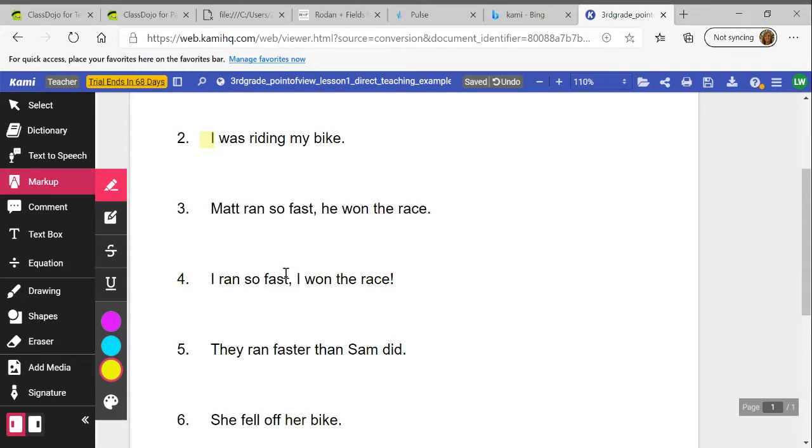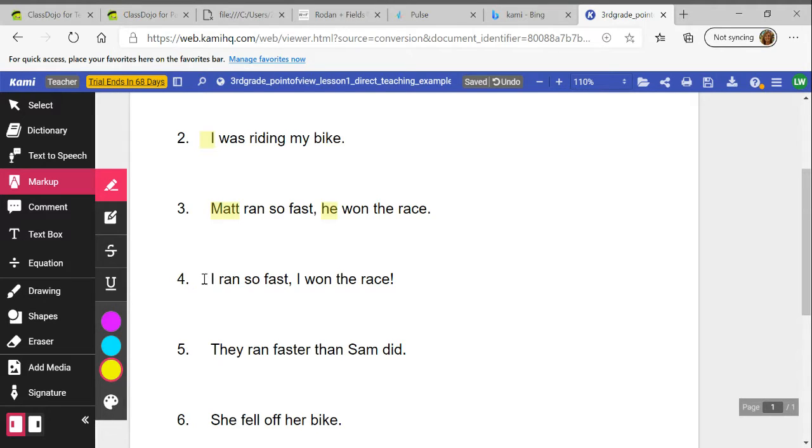Let's look at sentence 3 and 4. In sentence 3, it says, Matt ran so fast, he won the race. So I see that they're talking about Matt. That's someone else in the sentence. I also see the word he. He is a pronoun referring to Matt, and again, it's someone else. So sentence 3 is not first person.